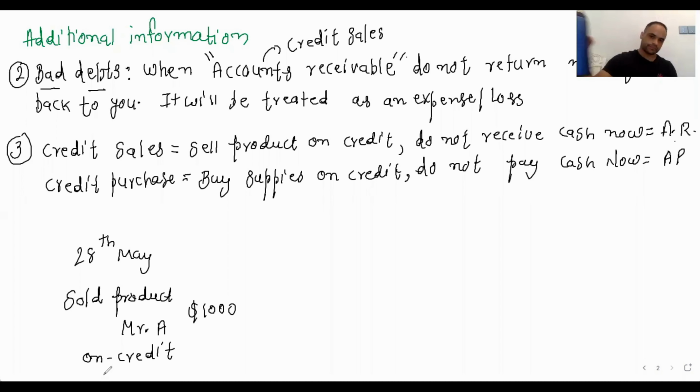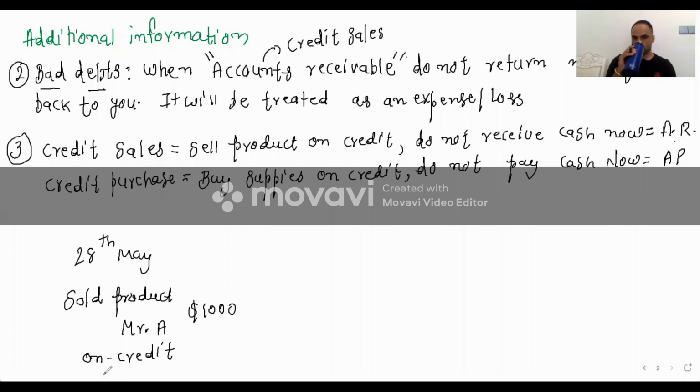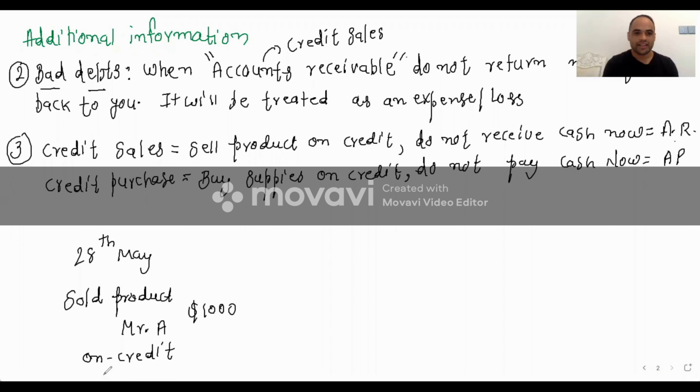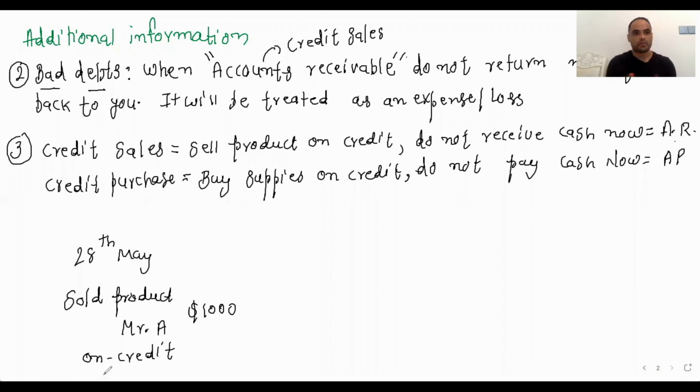Nobody knows? So two accounts will be affected. Which two accounts are affected here? Bad debts expense. Why bad debts expense debit? Do you think this Mr. A is not giving you money? No. This source document doesn't say anything about bad debts.